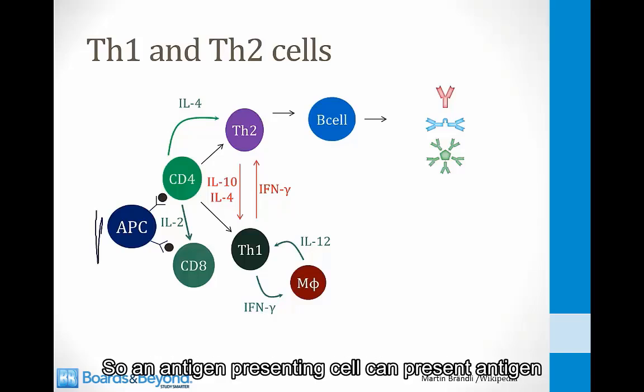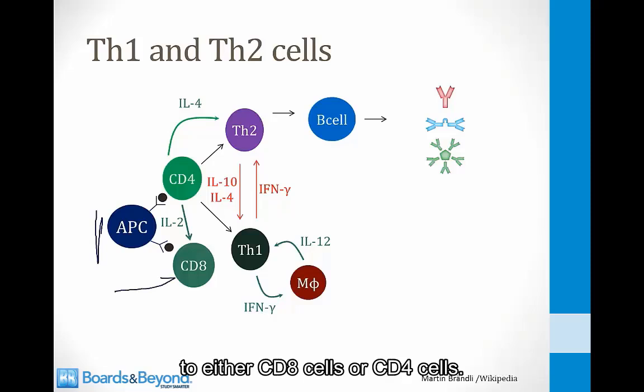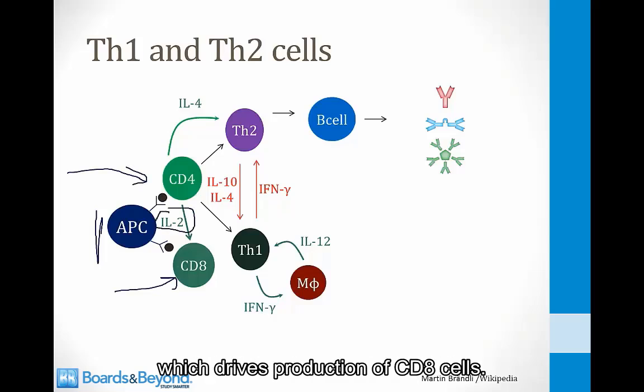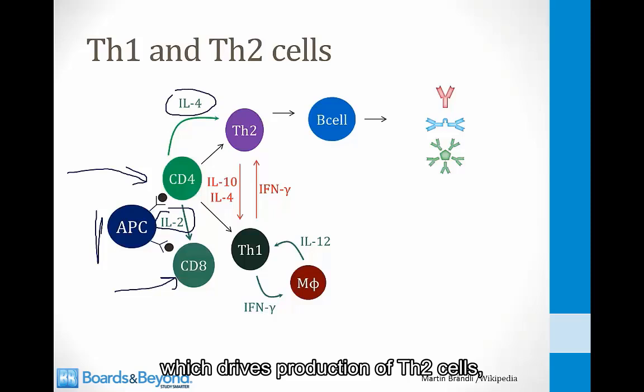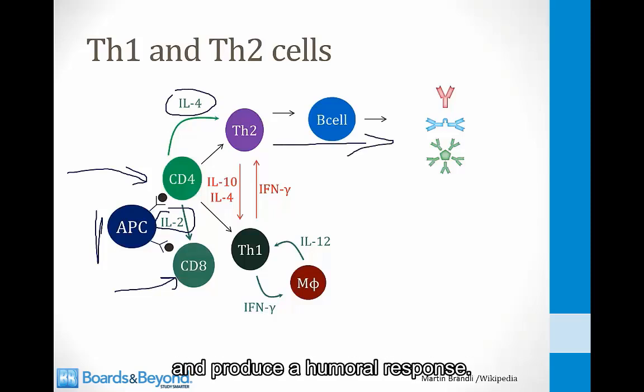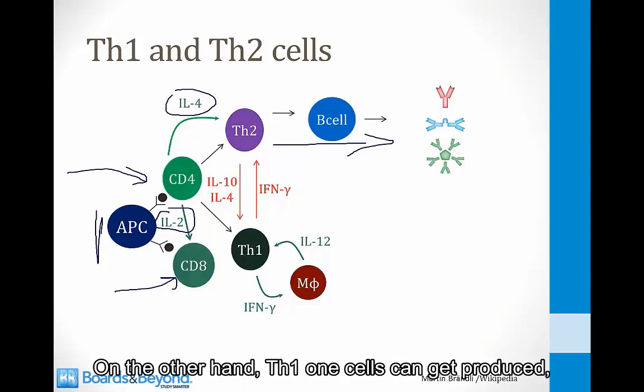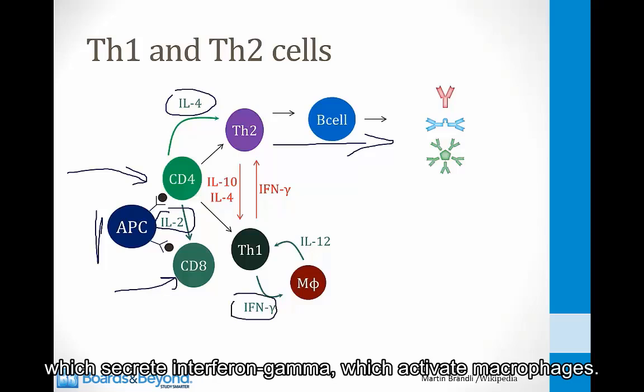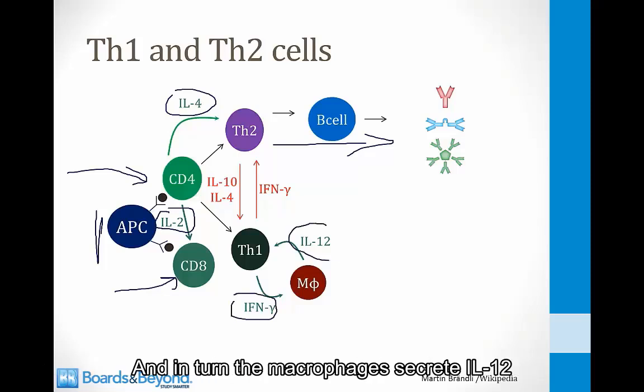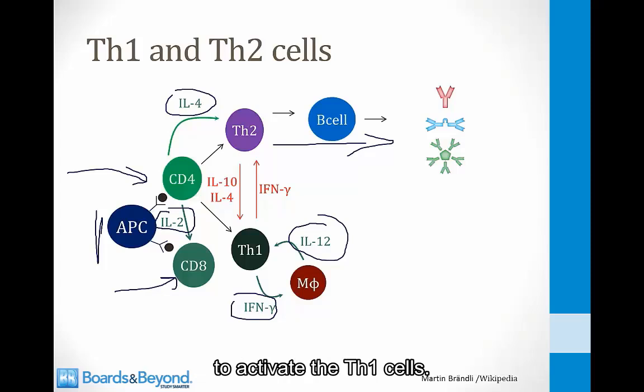So an antigen-presenting cell can present antigen to either CD8 cells or CD4 cells. The CD4 cells can release IL-2, which drives production of CD8 cells. CD4 cells can also release IL-4, which drives production of Th2 cells, which then go on to stimulate B cells and produce a humoral response. On the other hand, Th1 cells can get produced, which secrete interferon gamma, which activate macrophages, and in turn the macrophages secrete IL-12 to activate the Th1 cells.